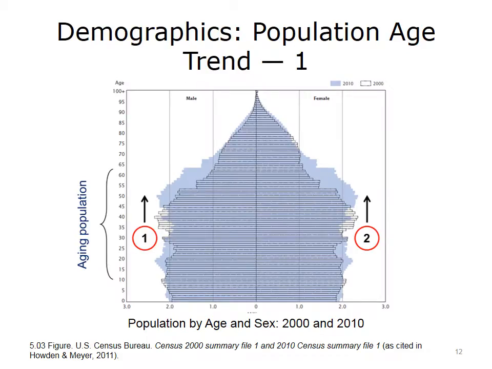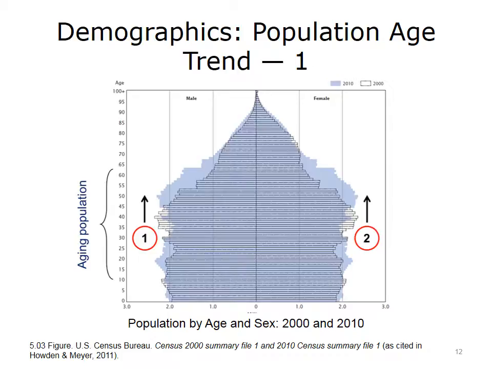This diagram shows the growth in the aging population of both males on the left and females on the right. The solid-colored histogram shows the age of the population in 2010, while the hollowed histogram shows the distribution of age back in 2000.